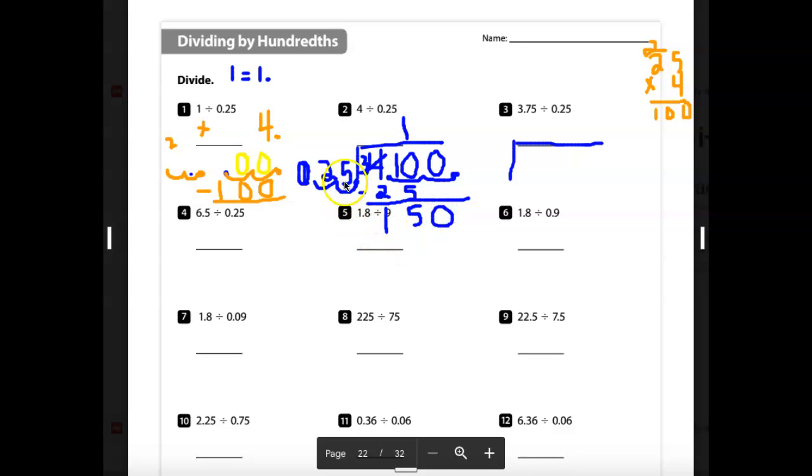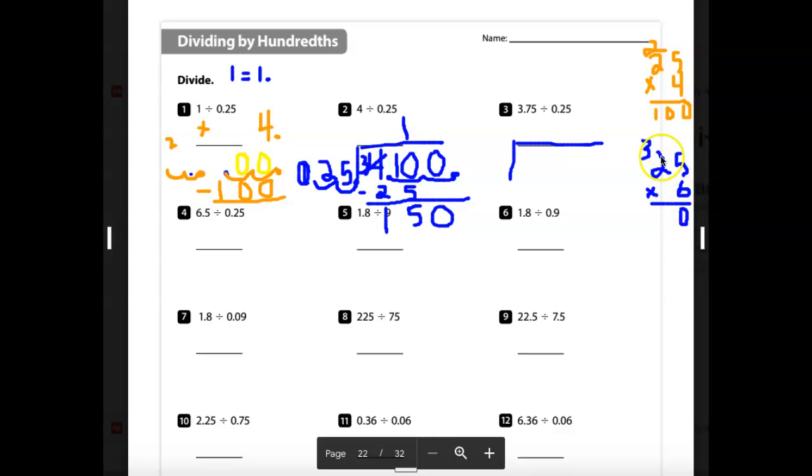Okay, so now you have to decide how many 25s are in 150. Well, you can guess and check. So come over here and let's see. We know that there are 4 25s in 100. So 2 more 25s would give you 50. So let's try 6. All right, 6 times 5 is 30.